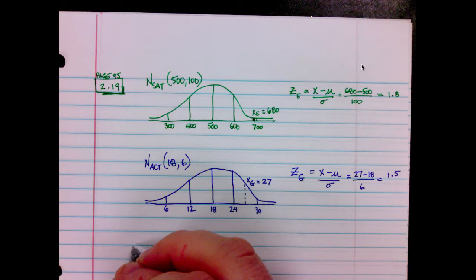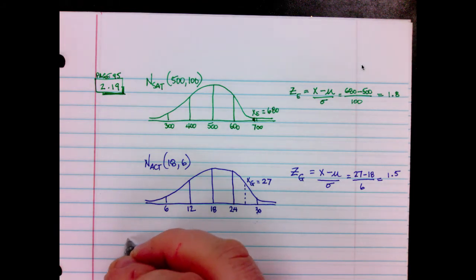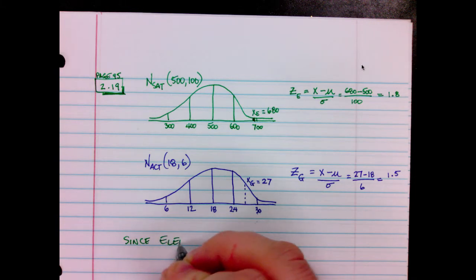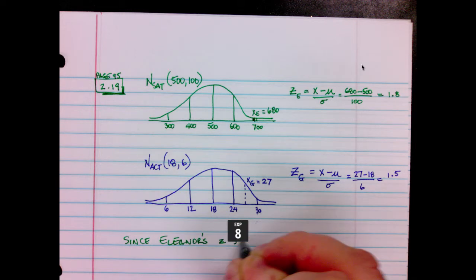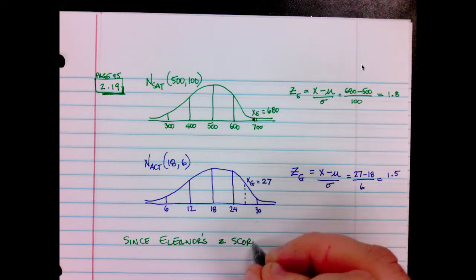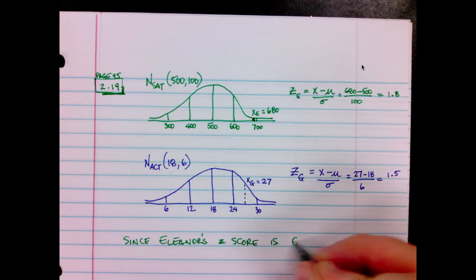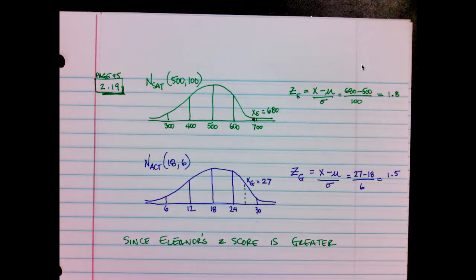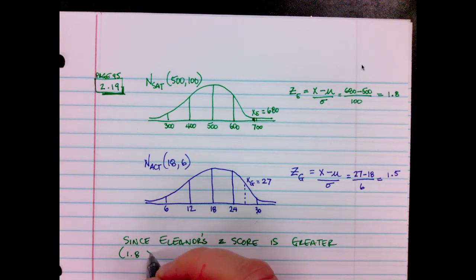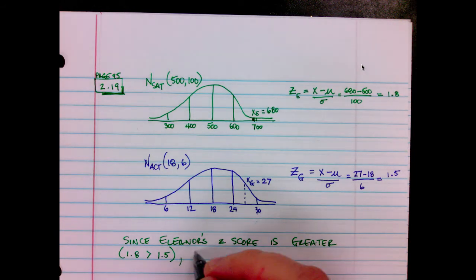So in conclusion, since Eleanor's z-score is greater, and that once again is 1.8 which is greater than 1.5, she has the higher score.